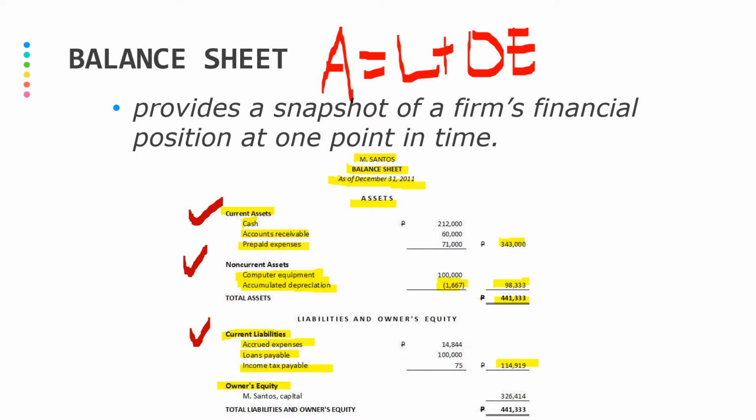Now, let's go to the owner's equity. M. Santos, because it is a sole proprietor kind of business, has only one kind of owner's equity. So that is M. Santos Capital. And then it has a total of 326,414. So if you add up the liabilities and the owner's equity, it will have a total of 441,313. Now, going back to the equation, asset equals liability plus owner's equity, we have a balanced equation here. So, meaning to say, we have an accurate balance sheet.